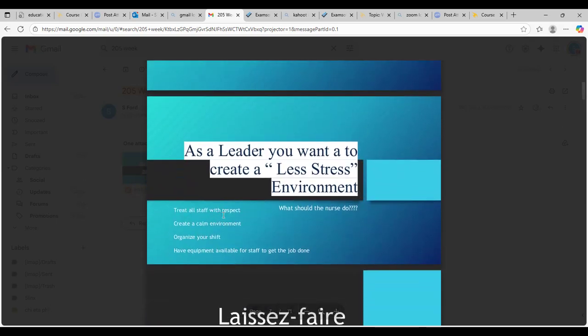We want to treat everyone with respect. We can agree to disagree, but we want to get back to, is this the care that we should be providing for this patient? Or what we're doing, is it this facility's policies and procedures? Do these policies and procedures align with the Nurse Practice Act? And so we want to treat everyone with respect. We can voice our differences without being aggressive and belittling. We want to create a calm environment. We want to organize our shifts.